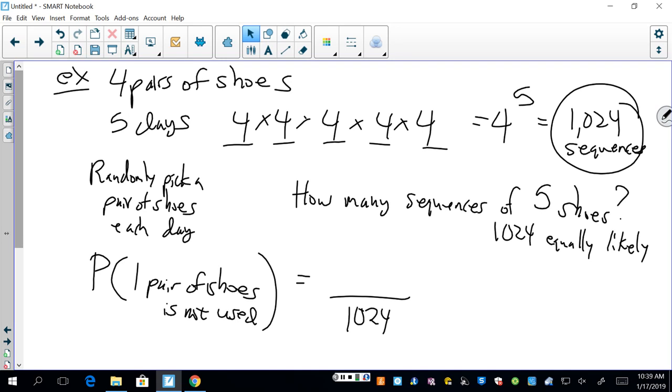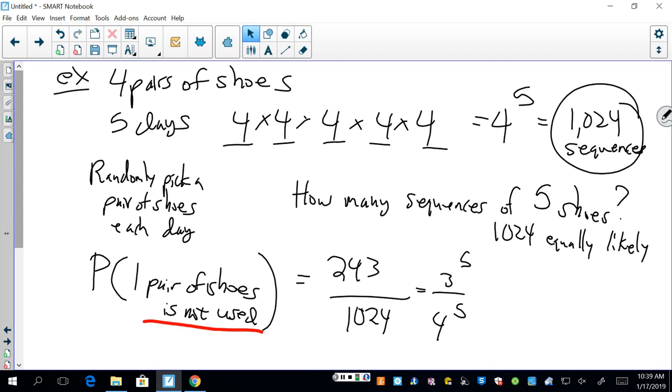How many sequences correspond to this event? We need to count the number of ways of getting a sequence that excludes one of my pairs of shoes. It's going to be 243 out of 1,024. So 243. How did you get 243? 3 to the 5th power. Yeah, that's 3 to the 5th power over 4 to the 5th. Okay, so if I exclude one, I no longer have 4 choices each day. I get 3 choices each day, right? So technically this would be at least one pair of shoes is not used, right? So I pick one pair of shoes and I don't use it, then there's 3 to the 5th. If I wanted exactly one pair of shoes that's not selected and the other 3 are, that's a little bit different, right?